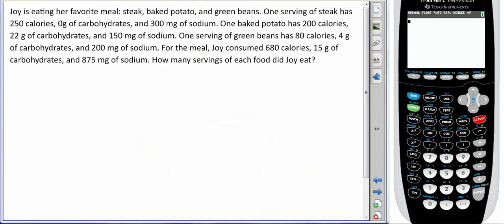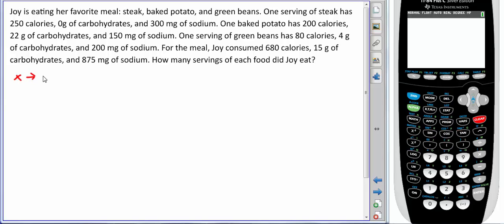Alright, so the second and final problem we're going to look at today. Joy is eating her favorite meal: steak, baked potatoes, and green beans. 1 serving of steak has the information you see there, baked potatoes, green beans. You can see the calories, carbohydrates, and sodium for each. Then at the end it says for the meal, Joy consumed 680 calories, 15 grams of carbs, and 875 milligrams of sodium. How many servings of each food did Joy eat? Sometimes starting at the end on a problem like this is a good idea. How many servings of each food? So what we're talking about then would be, those are your variables.